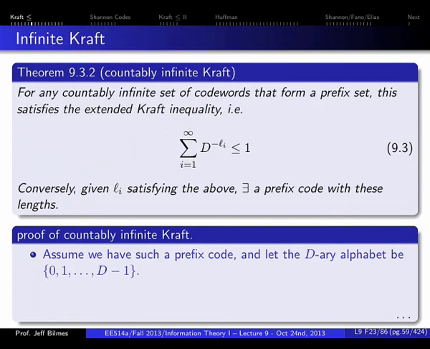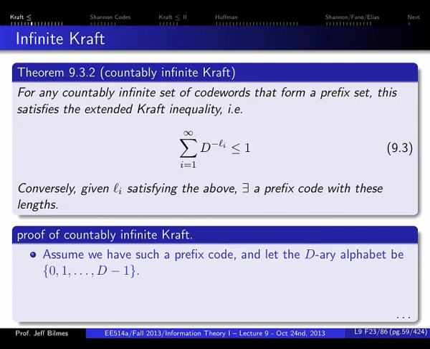Okay, so now, it turns out that in the previous example, we had a finite set of lengths, finite set of symbols, but what if we actually had a countably infinite number? So basically, this is a countably infinite version of Kraft, and it says for any countably infinite set of code words that form a prefix set, then it satisfies the extended Kraft inequality. And conversely, if we have any set of lengths that satisfy the countably infinite Kraft, then there exists a prefix code with these lengths.